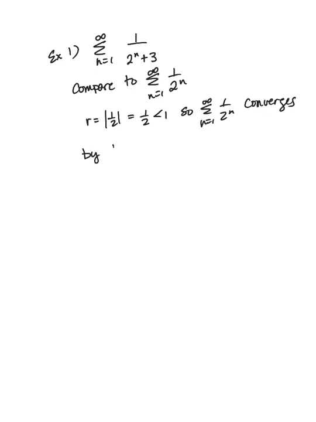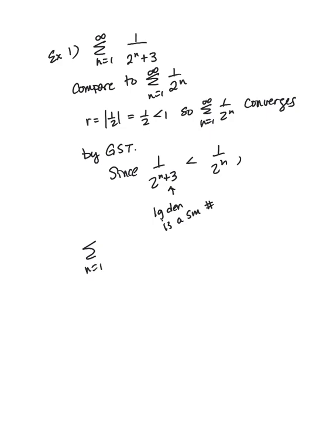by geometric series test. Okay, then you have to show the comparison since 1 over 2 to the n plus 3 is less than 1 over 2 to the n. Remember, a larger denominator is a smaller number. Okay? So since that is true, the series n equals 1 to infinity of 1 over 2 to the n plus 3 converges by direct comparison test. Okay, that's how it works.